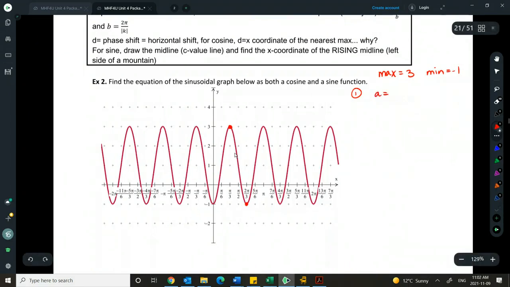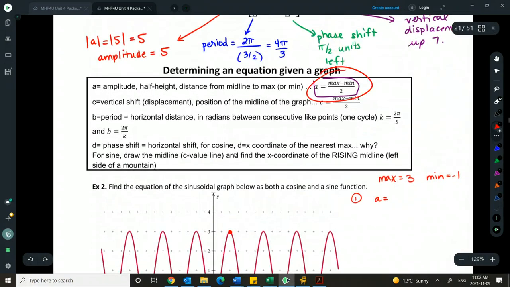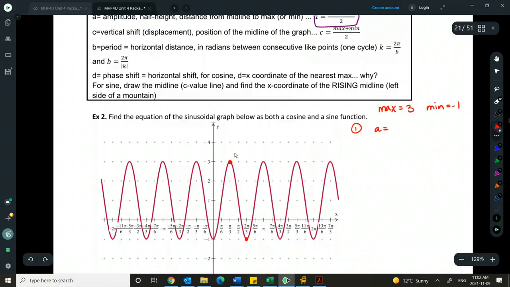I can calculate A and C from that quickly. A is max minus min over 2, which is 4 over 2, which gives me 2. There's my A value, done. The second thing I can get is the midline, the C value, by doing max plus min over 2. So 3 plus negative 1 over 2, 2 over 2 is 1. I'm going to pencil that midline onto my graph. That's going to help me find the shifts.